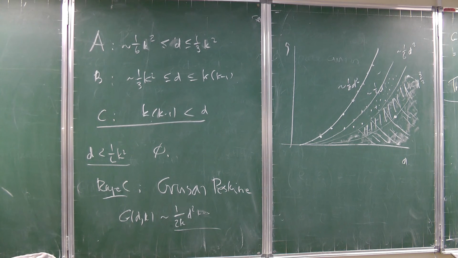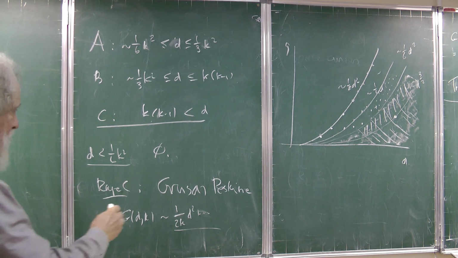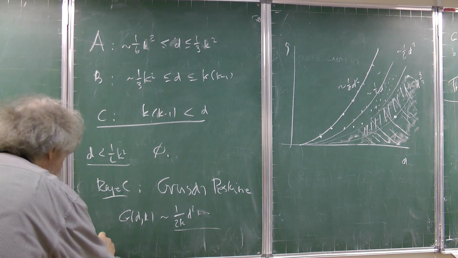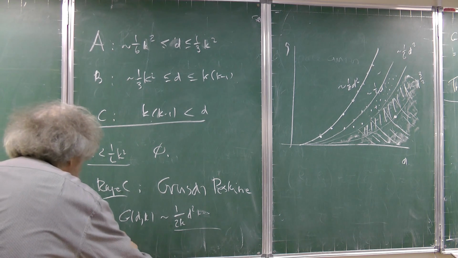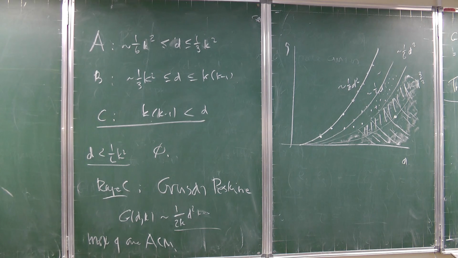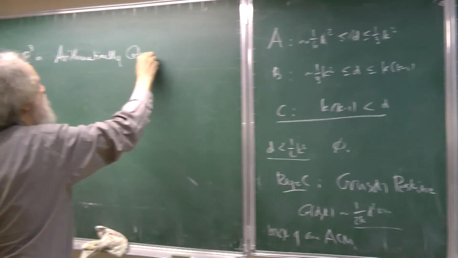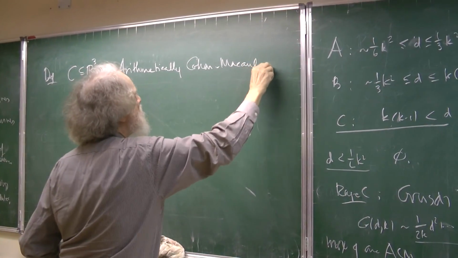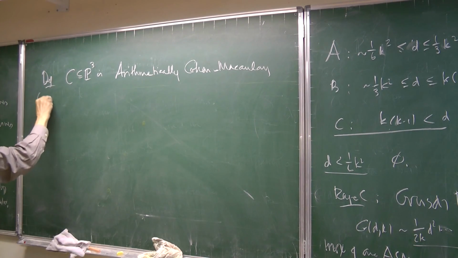Another beautiful paper. So I'm indebted again to Peskine for all of these results. That's a beautiful theorem. And moreover, they find the maximal curves are all ACM curves. So maximal genus, ACM. So let me define ACM right away. The curve C in P3 is arithmetically Cohen-Macaulay, which is usually abbreviated ACM.